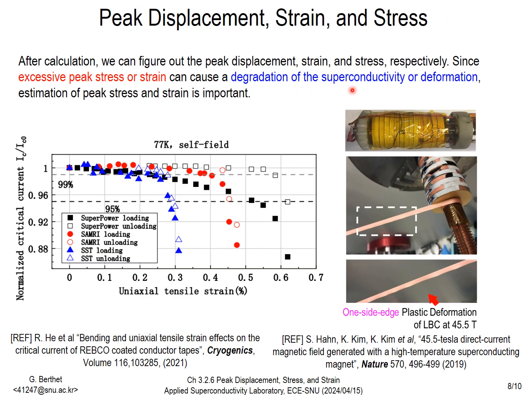After the calculation, we can check if the peak stress or strain would cause significant degradation to the superconducting wires or tapes. On the left-hand side, a figure shows the degradation of the critical current of YBCO tapes versus the tensile strain for 3 manufacturers. On the right-hand side, a picture of the little big coil tapes that got damaged during operation.